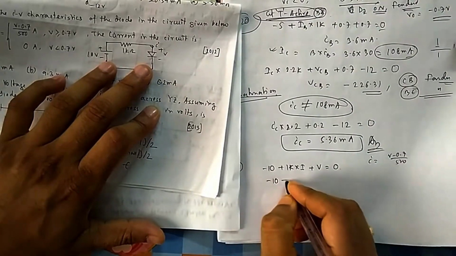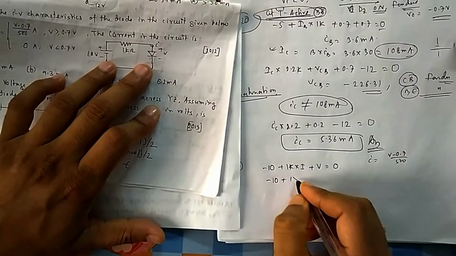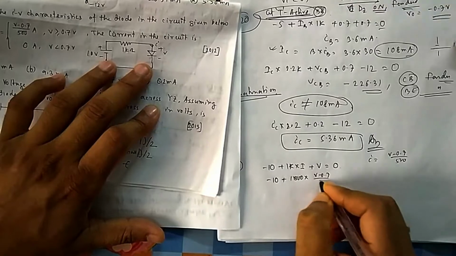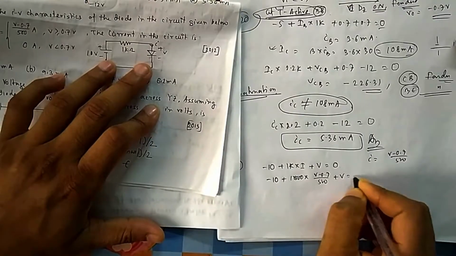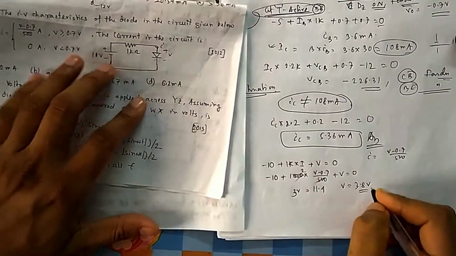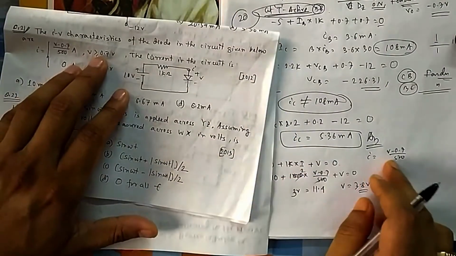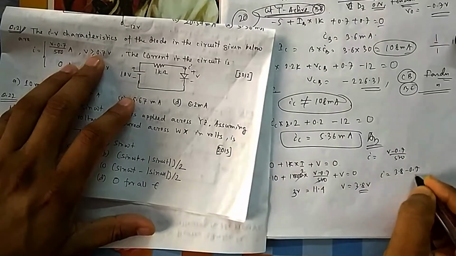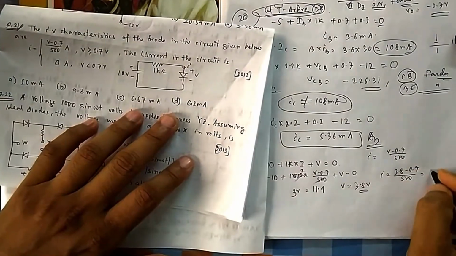And once you know V, then you can find, this is 1000. So 1000 into I, where I is equal to V minus 0.7 by 500, plus V equal to 0. So it will be 3.8 volt. So now you can see obviously V is greater than 0.7, so my assumption is correct. So I will be equal to 3.8 minus 0.7 by 500. Your answer will be 6.2 milliampere.